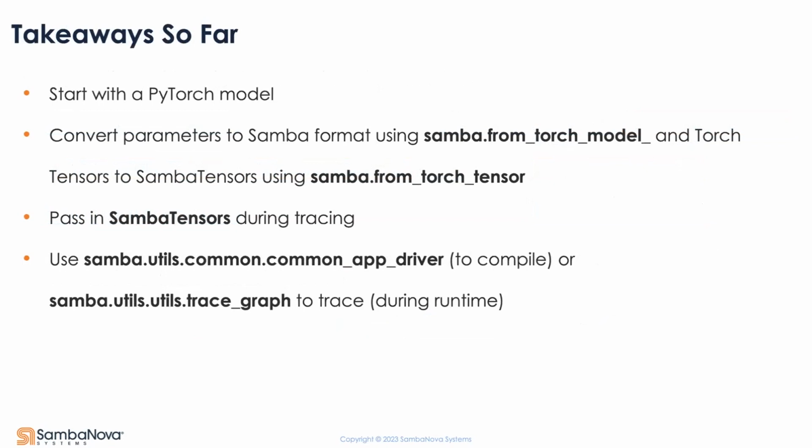So, a synopsis of where we are so far. You start with your PyTorch model, right? Just pure PyTorch. You will convert your parameters to Samba via from torch model. You will convert your tensors to Samba tensors with a call to from torch tensor. When you're doing your tracing, you pass in the Samba tensors, and you can compile and run via the common app driver and tracegraph. Right, so that's where we are right now. And this is a broader picture.